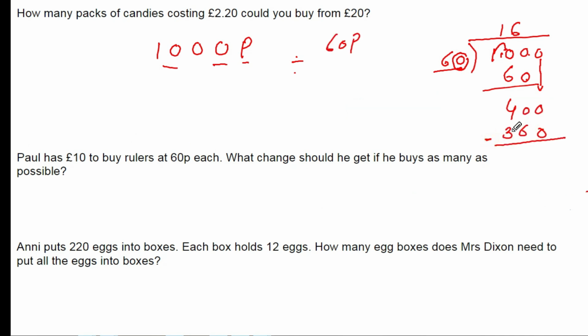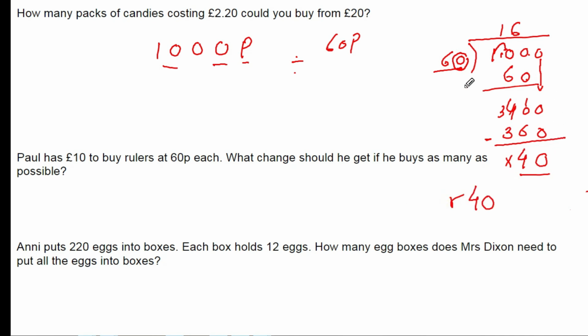Now we can take away, simply 10 minus 6 will give you 4, and this 0 will come down as it is. Here we are left with 3, so 3 minus 3 is nothing. Look here now, 40 is less than 60. It means this is your remainder.